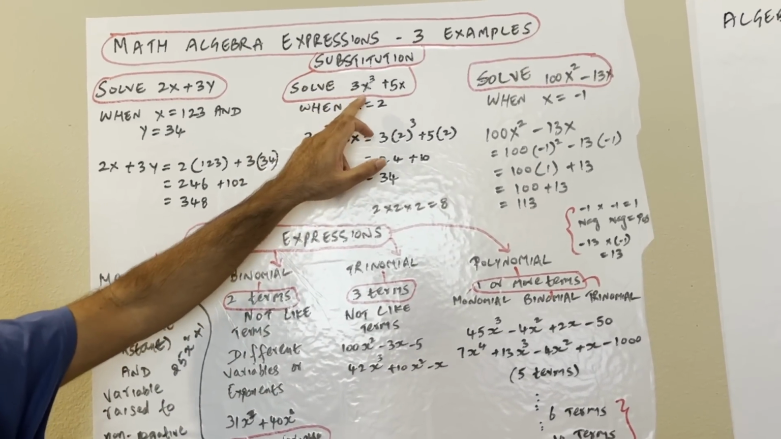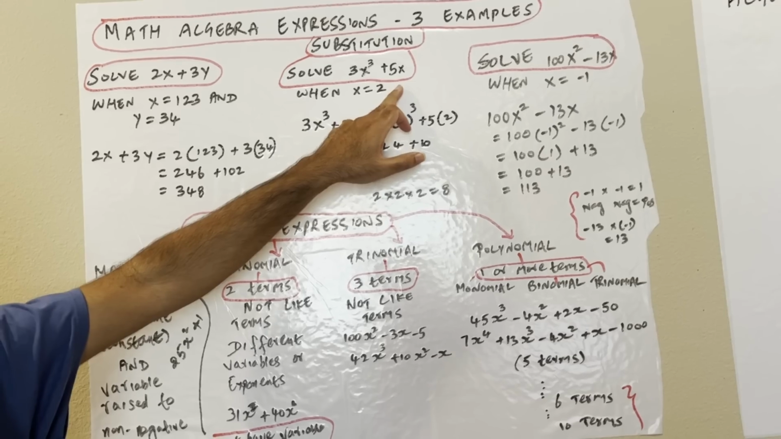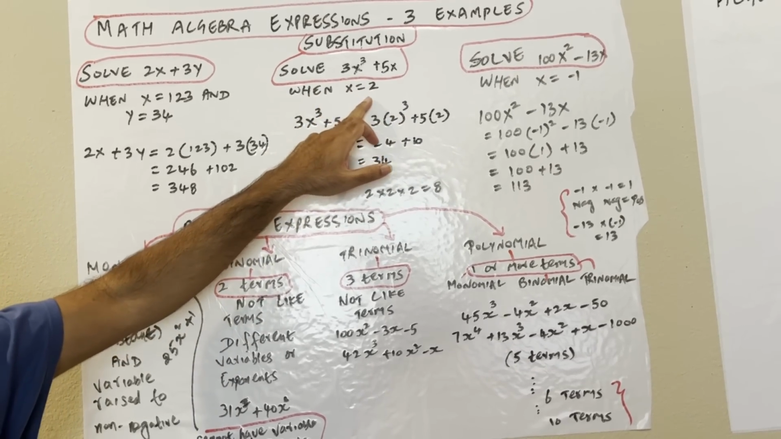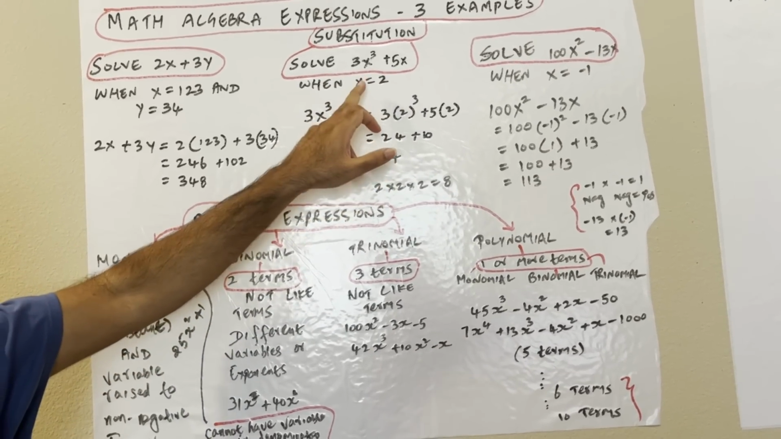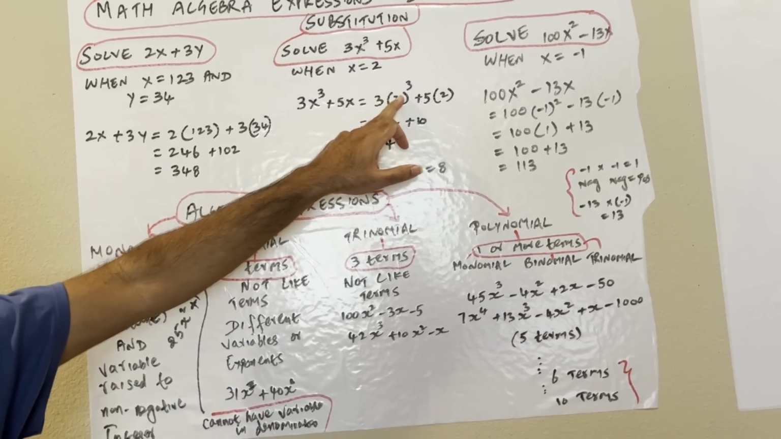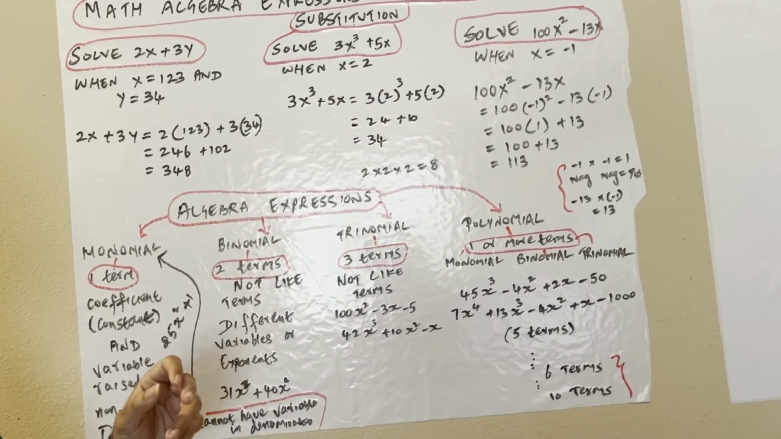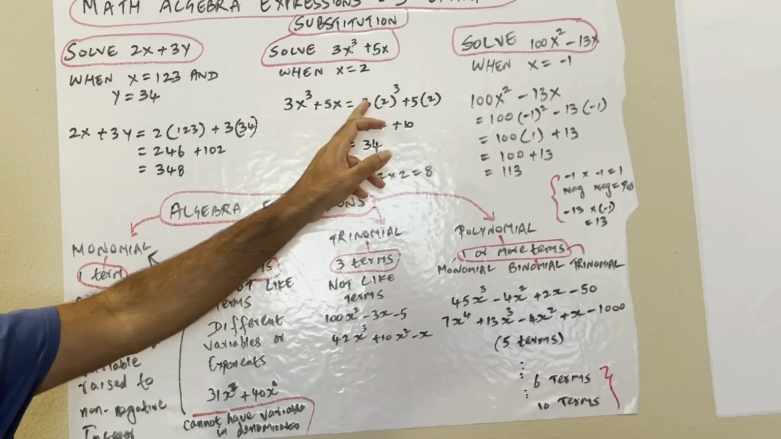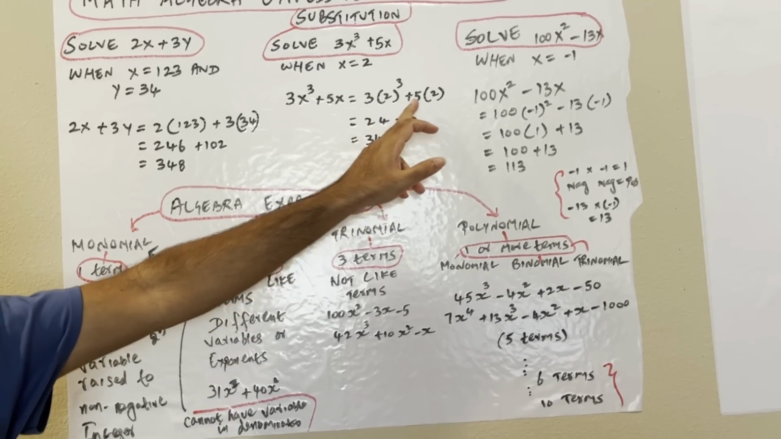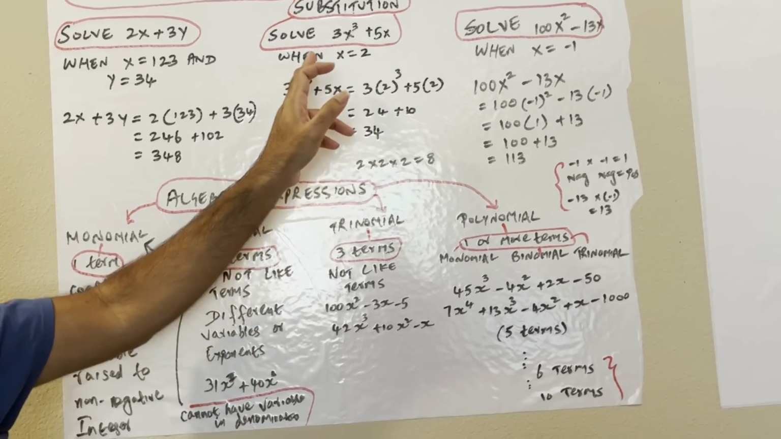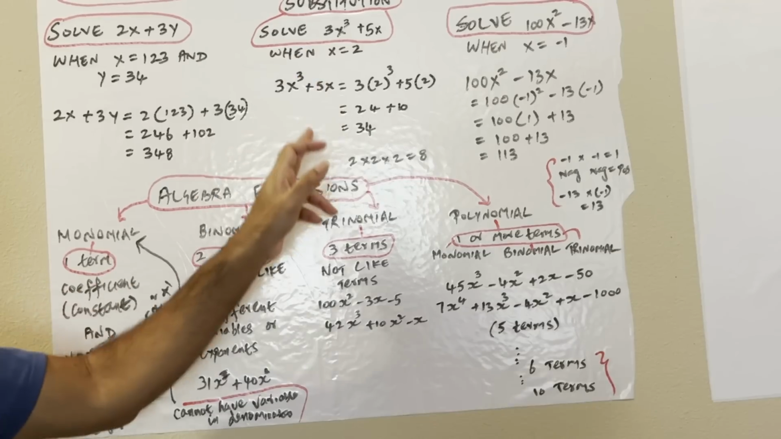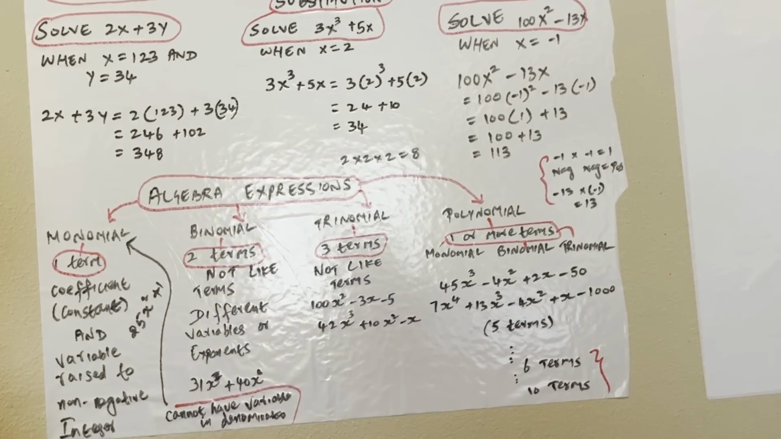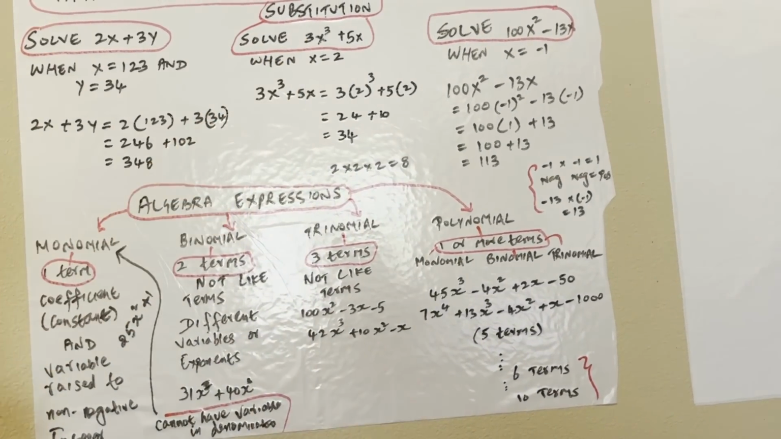Solve 3x to the power 3 plus 5x when x equals 2. So substituting the value, 2 to the power 3, called exponentiation, is 2 times 2 times 2, which is 8. Substitute: 8 times 3 is 24. 5 times 2 is 10. So the solution for this equation is 34 for that value of x.